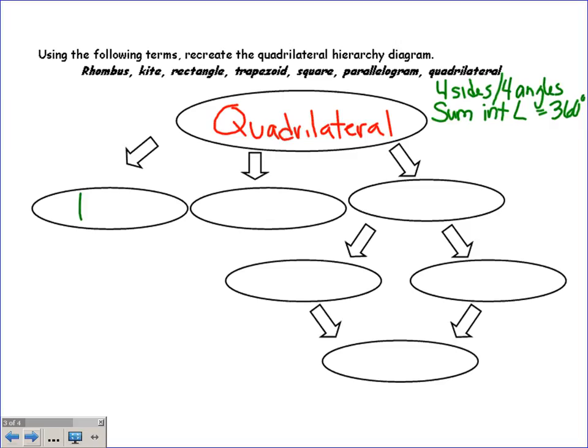This one's a kite. Okay. What's the characteristic for a kite? Two pairs of consecutive sides congruent. I'm abbreviating that. I'm sort of refreshing so everyone sees this. Okay. Trapezoid.